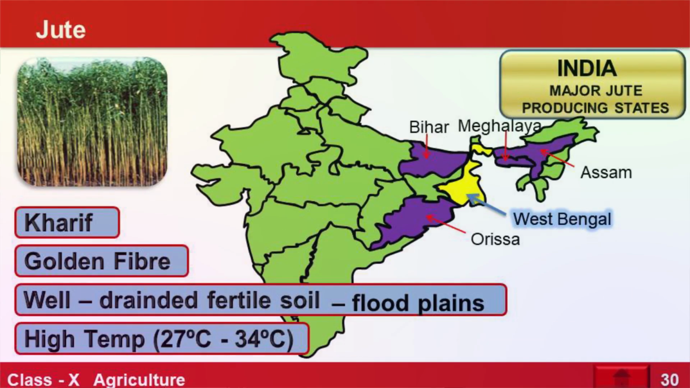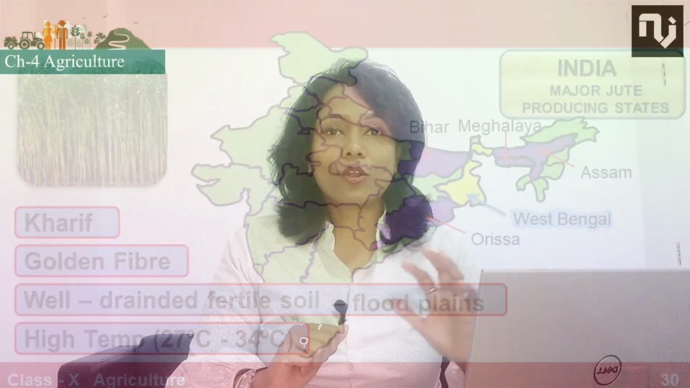And jute is grown in West Bengal, and it requires a lot of water, and it is done with the help of manual labor only. No machine can be used to grow jute. Jute is very durable, very strong, but we have competition with our neighbor Bangladesh, because that was part of India only before 1947. So India was number 1 in the world in growing jute and selling it.